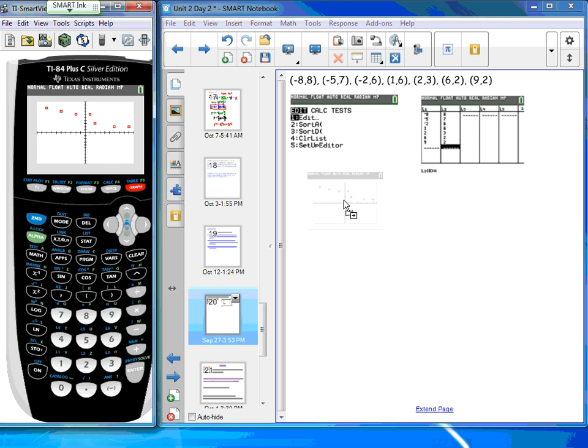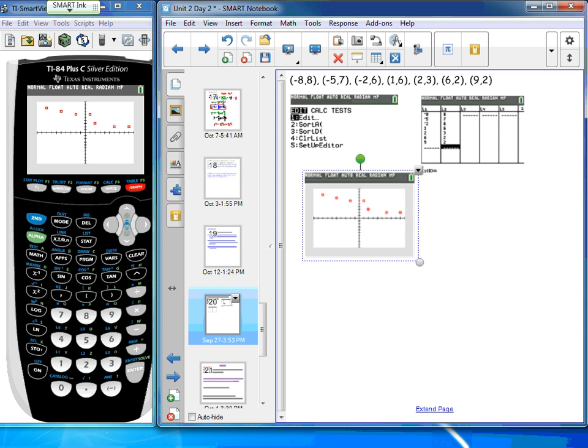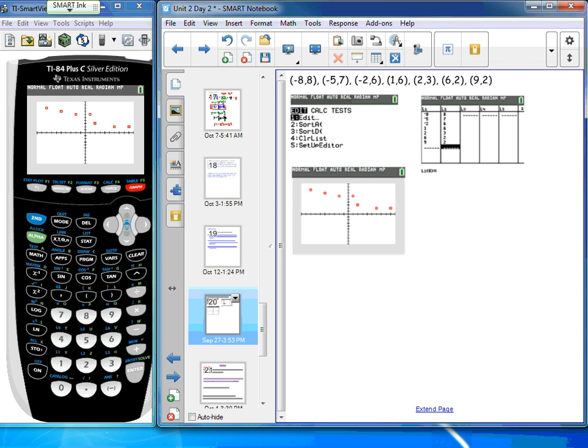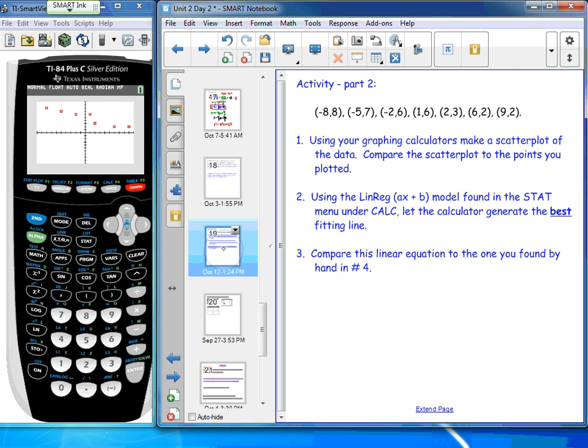So I'm feeling good about the scatter plot, but that's not as powerful now as the line of best fit. And so to get the line of best fit, we're going to perform a regression. In order to do that, we're going to use LinReg for linear regression, ax plus b, in the stat menu under calc. So let's go ahead and try that together.